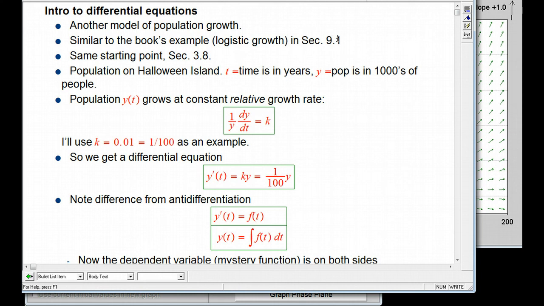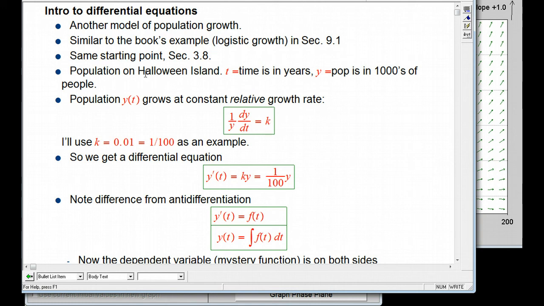It's similar to what the book does in 9.1, but I want to modify it just a little bit. It's pretty similar, but I didn't want to copy exactly what he was doing. It's definitely the same starting point, which is section 3.8. So let's review that very quickly. I have other videos about that, so it's going to be very quick about constant relative growth rate and exponential growth.